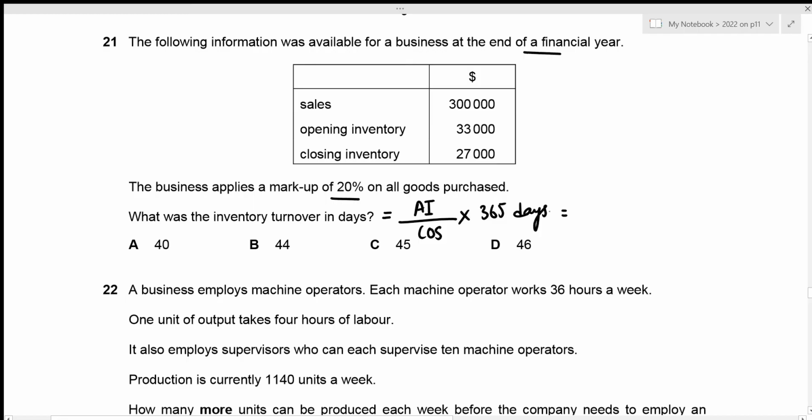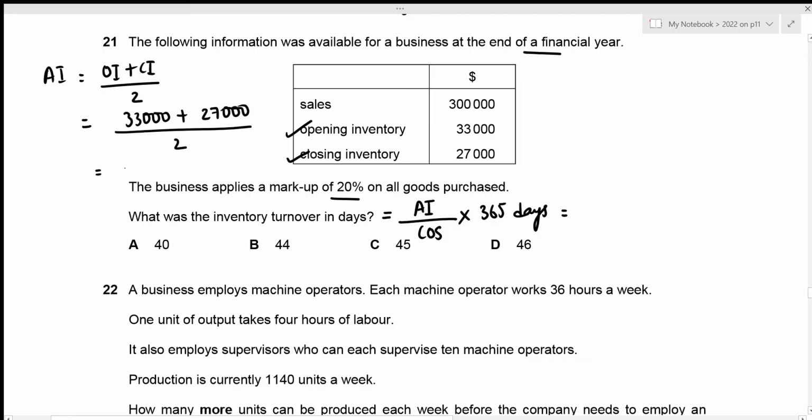Okay, let's figure out our average inventory. That is just going to be opening inventory plus closing inventory divided by 2. And we have the values for opening inventory as well as the closing inventory right here. Let's substitute it. So that's 33,000 of opening inventory, 27,000 of closing inventory divided by 2, which results in our average inventory to have the value of 30,000. Let's substitute this into our formula.